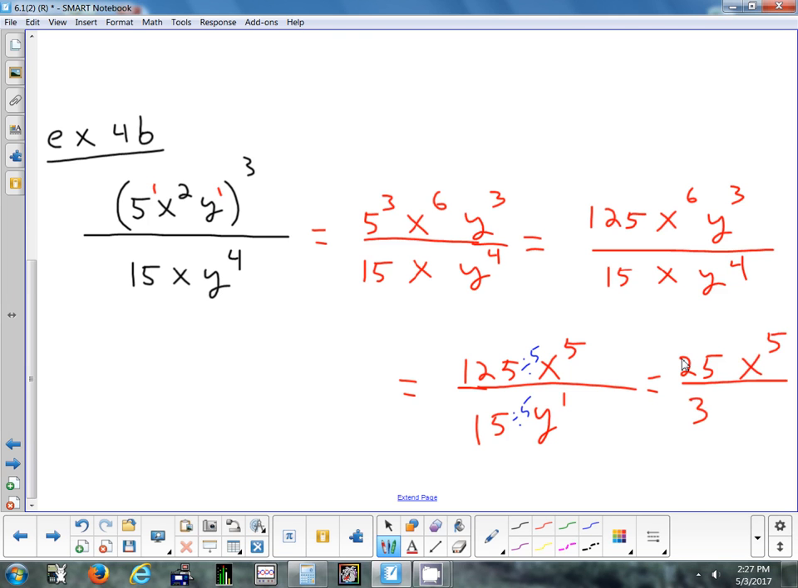X to the fifth, y to the first. You know you're done because 25 and 3, you can't reduce them anymore. What would happen if 3 went into 25? What would that mean? Like, if you could reduce this more, what would that mean? So it's kind of like what Mr. Royce had started to do and he erased it. If you can reduce it more at the end, that means you didn't divide by the biggest number you could have. All right? So always reduce it as much as you can. Hey, any questions on that rule?